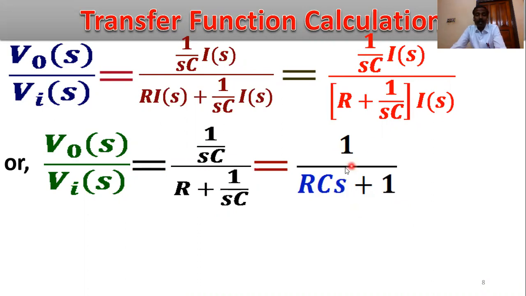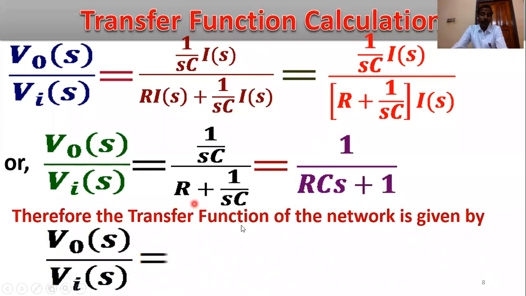This is the transfer function, output divided by input, for the lag network, the RC network. V_0(s) by V_i(s) is in control system language equivalent to C(s) by R(s), because C(s) is the controlled output and R(s) is the reference input. This is the transfer function.